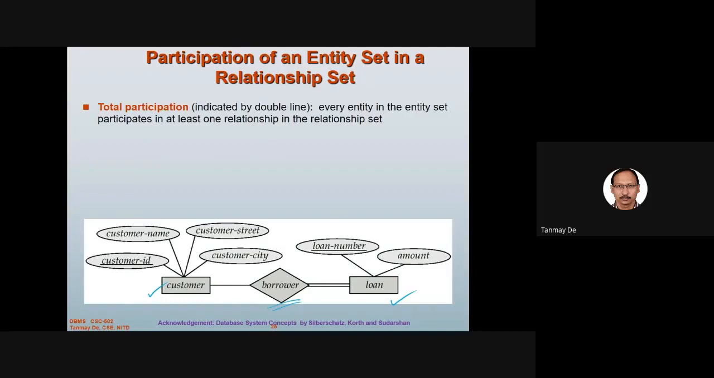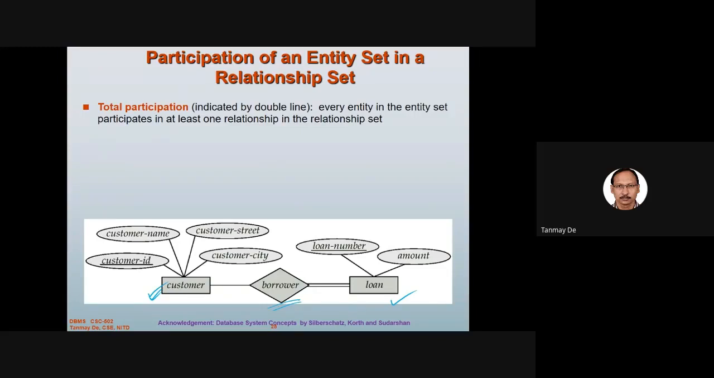Now you can see that every entity of the loan is participated or associated with at least one customer. Loan means they are associated with one customer, but in the customer entity set there may be some customer entities that are not taking a loan. Try to understand, okay?